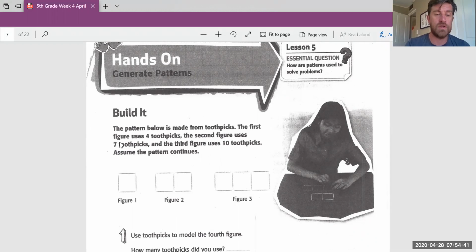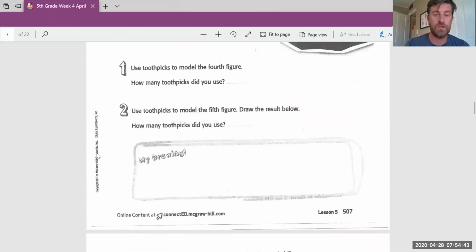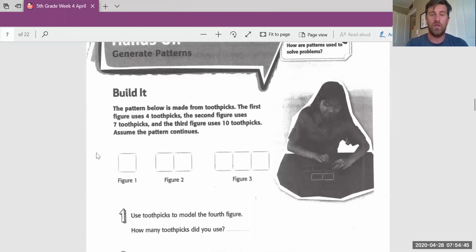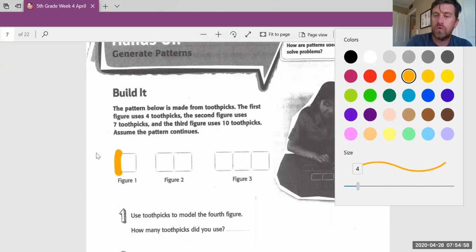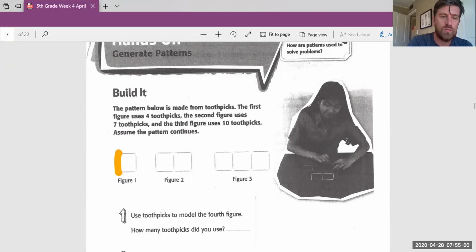So in the first step, the whole page is focusing on these little figures 1, 2, and 3 right here, right? This pattern below is made from toothpicks. The first figure, I will fill those in. That guy's really big. First one, we have 4 lines, right? So to answer question 1, use toothpicks to model the fourth figure.